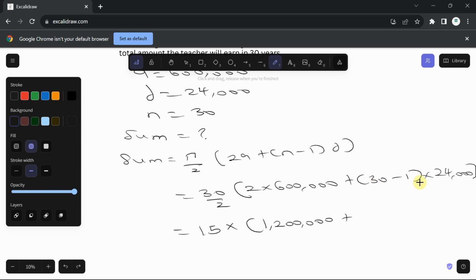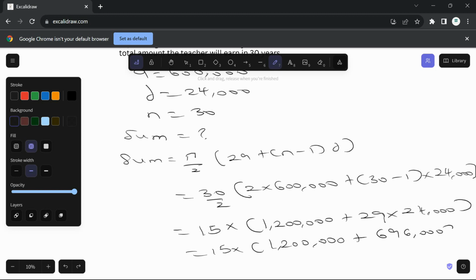Plus 30 minus 1, that's 29. 29 times what? Let me put this very well. So times 24,000, right? Like as always, we don't do 1.2 million plus 29. We have to take care of the multiplication first because of BODMAS. So this is 15 times, 1.2 million plus 29 times 24,000. Let's see what that will give us. So I pressed on my calculator.